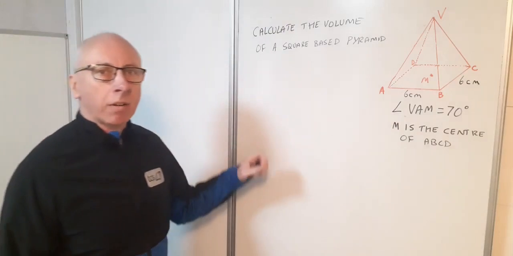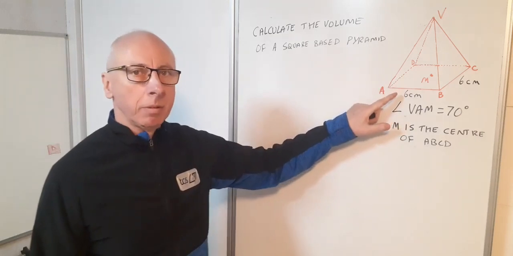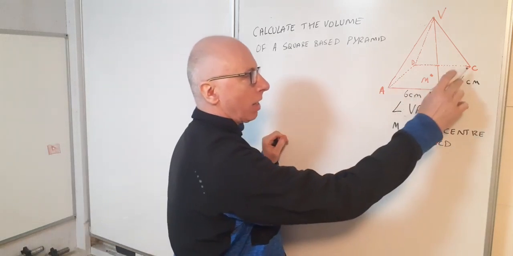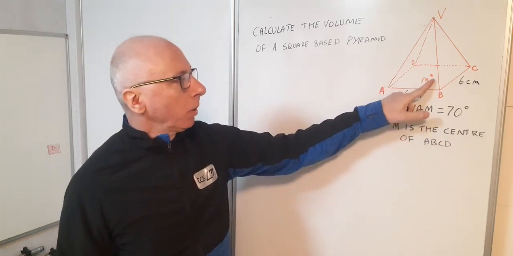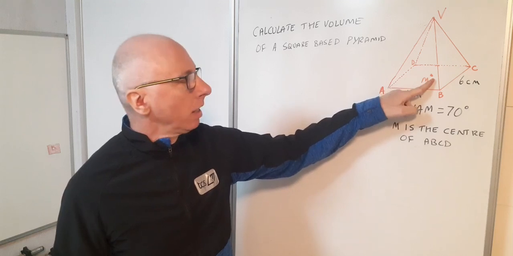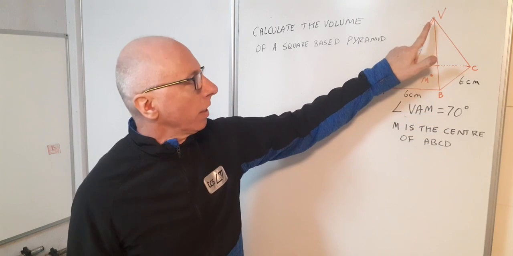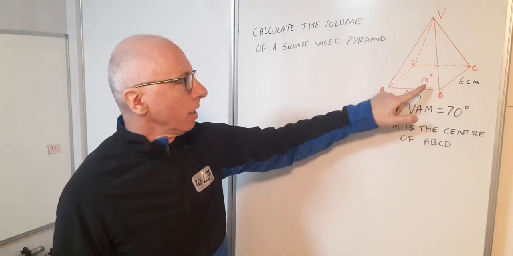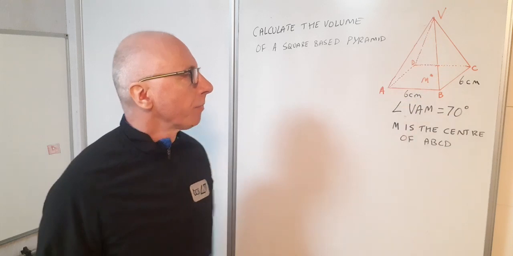So in this video we're going to calculate the volume of the square base pyramid, and this pyramid here has a square base side 6 centimeters, and M is the midpoint of the base of that square, so it's right in the center, and it also forms a perpendicular line to the point V, the vertex V. So that there is an important fact for us to help us with this question.